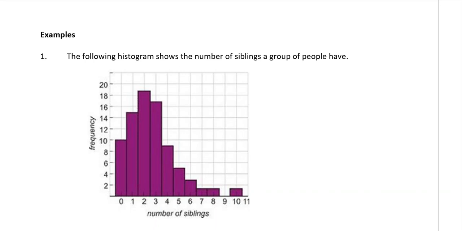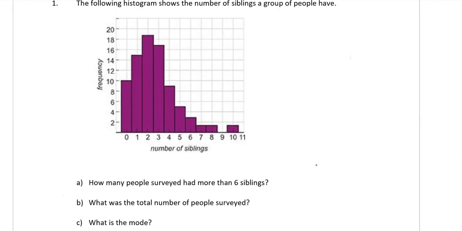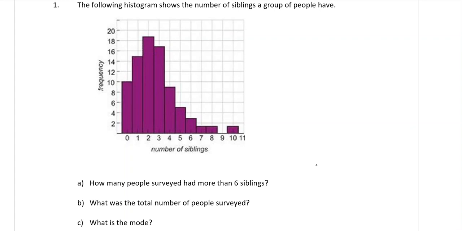But here we go, questions for us. We're going to be given graphs in these questions, as I said, and we're going to be trying to answer questions from them. So this one, we have a histogram that shows the number of siblings that a group of people have. So if we looked at this first column, there were 10 people who had no siblings. Okay, so the number down the bottom is the number of siblings, and then the height or the frequency of it is how many people had that number of siblings. So the question is, how many people surveyed had more than 6 siblings?